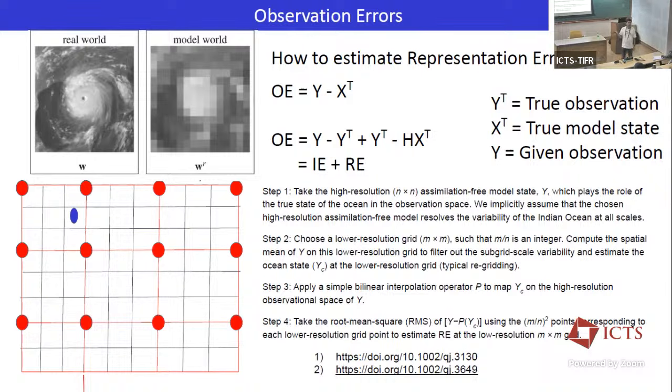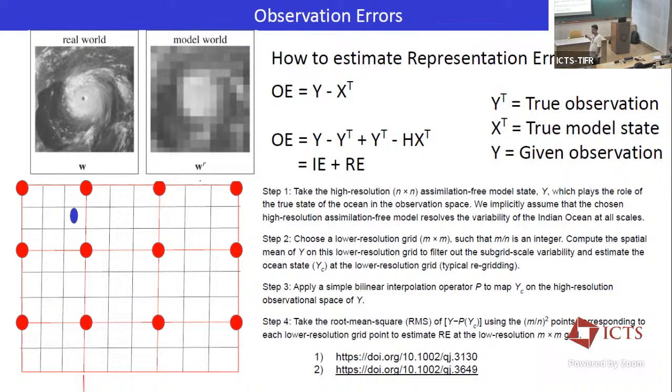Sir, in the initial state, we have only the y value, not the yt value. So from where do we get the yt value, meaning the true observation? True observation, we don't get. See here, I am subtracting the true value and then adding the true value again. So essentially I am not doing anything, just rearranging the terms.